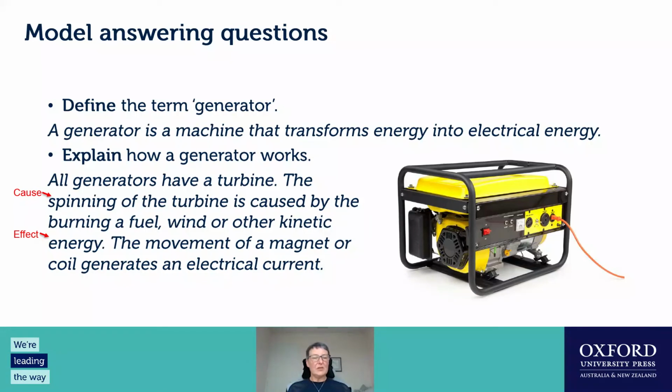And you'll notice that the potential answer I gave has a cause and effect. So the generator has a spinning turbine, and where you burn a fuel, wind, or other kinetic energy, and the effect, which should be the second sentence, the movement of a magnet or coil generates electrical current. So you can see how you've got the mention of the turbine, you've got the cause, which is the fuel, the wind or other kinetic energy. You'll make it more specific yourself, and the effect is the movement generating the electrical current.